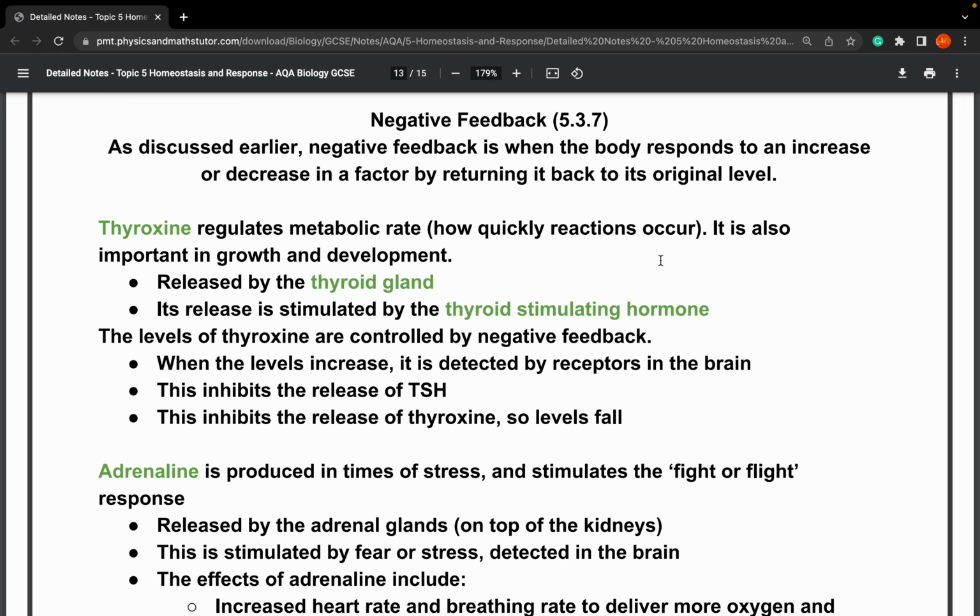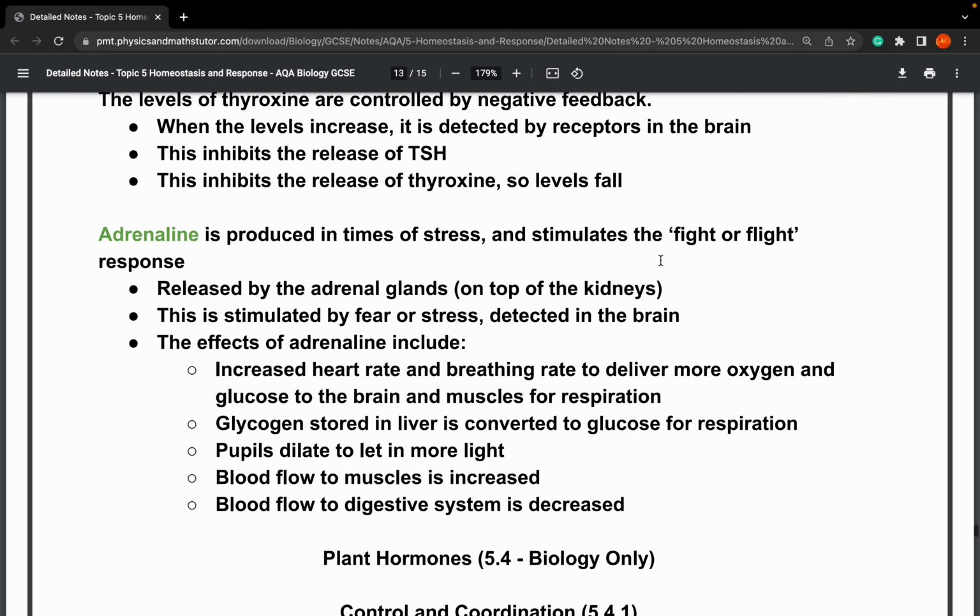The thyroid produces thyroxine. It regulates metabolic activity and is also important in growth and development. It is released by the thyroid gland, stimulated by the thyroid stimulating hormone, which is from the pituitary, the master gland. So levels of thyroxine are controlled by negative feedback. If thyroxine levels are high, the pituitary will secrete less thyroid stimulating hormone, so thyroxine will come down. If thyroxine levels are low, it will produce more thyroid stimulating hormone, so thyroxine will go up. So this inhibits the release of thyroxine, so the level falls.